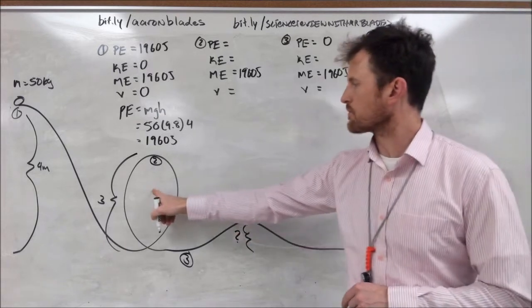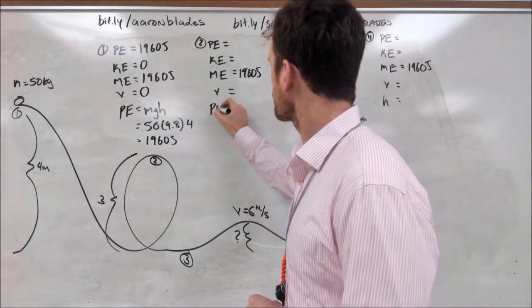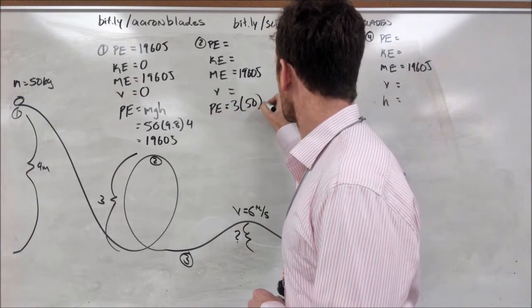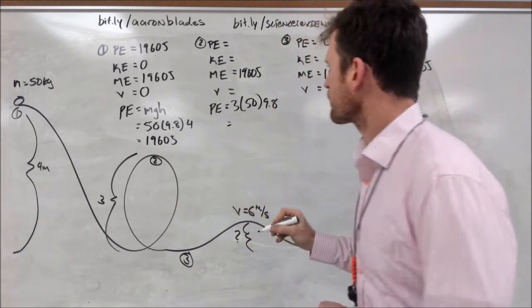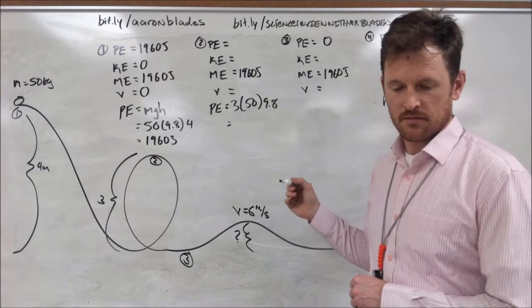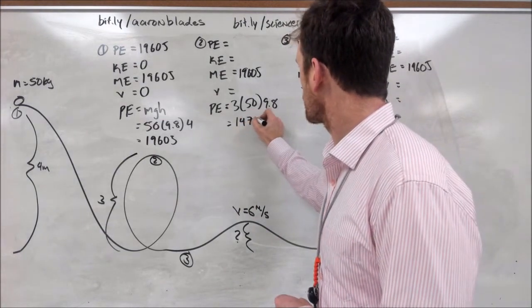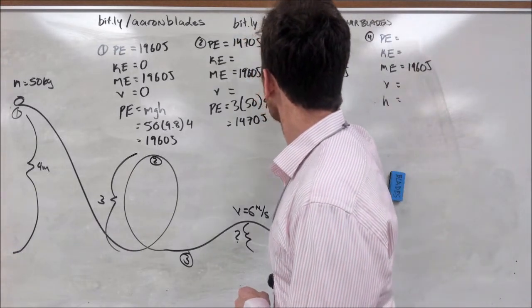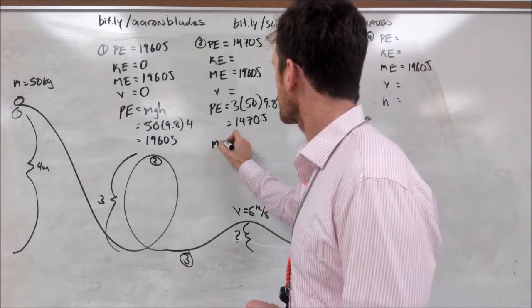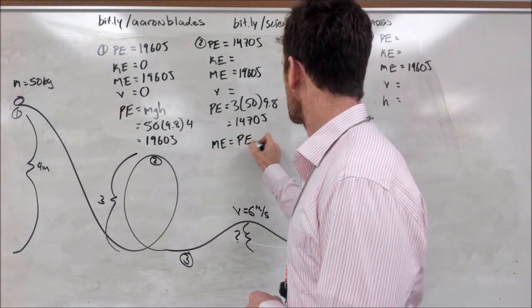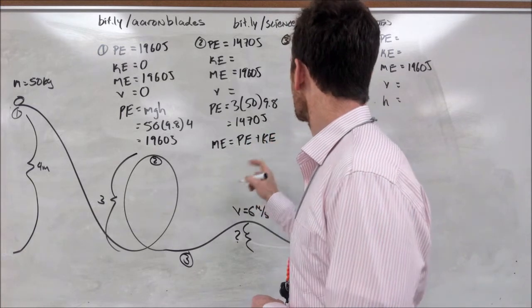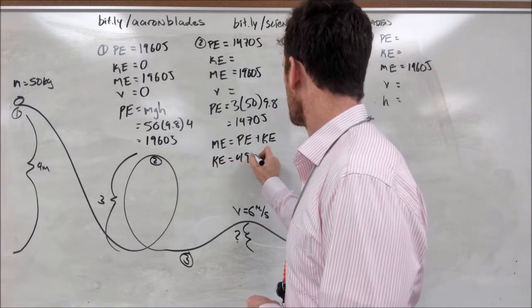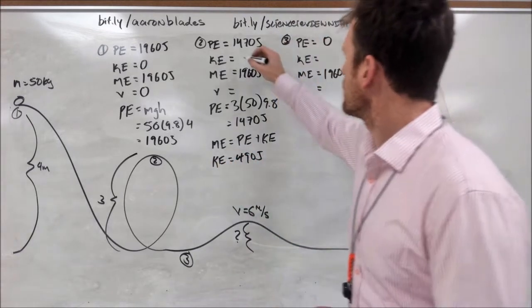Next easiest is probably calculating the potential energy at point 2. Same equation, mass times acceleration due to gravity times height, or 50 times 3 times 9.8, and that gives us 1470 joules. And since our mechanical energy is just equal to potential plus kinetic, we can solve for our kinetic energy just by subtracting potential energy from the total mechanical energy, or 490 joules.